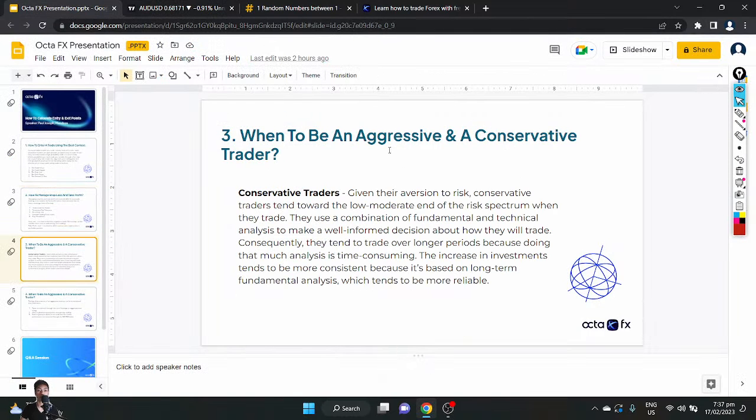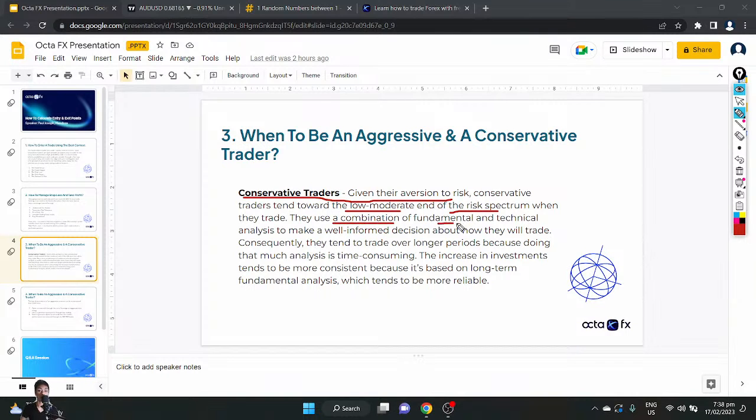And for our third point, the question is when to be an aggressive and a conservative trader. This is a pretty subjective topic, because some traders prefer to be conservative while other traders prefer to be aggressive. Given the aversion to risk, most conservative traders follow the low to moderate end of the risk spectrum when they trade, and they also use a combination of fundamental and technical analysis to make a well-informed trading decision about how they will treat their trade.